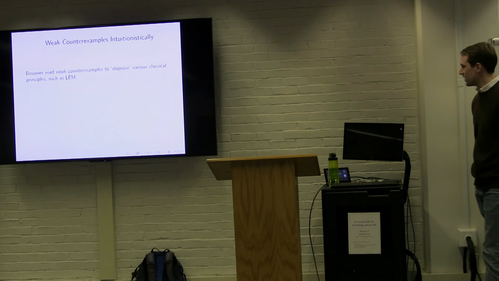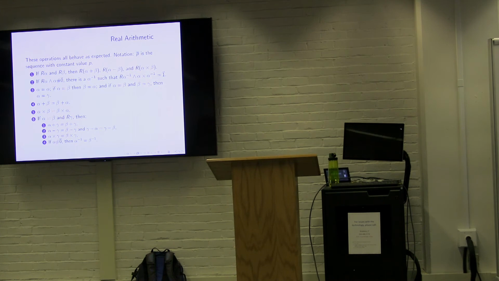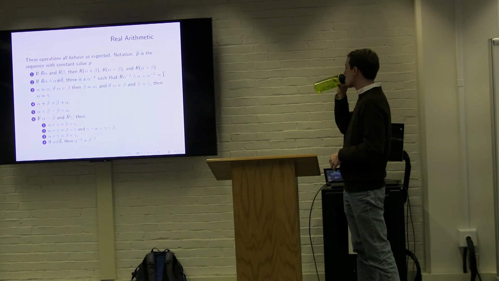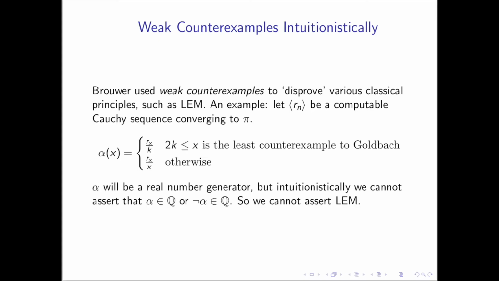Okay, so that's just the setup for the existence of the basic objects we're interested in and the fundamental operations you want on them. Now I want to show you how we can get some of the things that are characteristic of intuitionistic analysis in this setting. So one of the things that's distinctive of intuitionistic analysis is Brouwer's use of so-called weak counterexamples to disprove various classical principles, such as the law of excluded middle. Disprove in scare quotes, because he's not refuting them, but these counterexamples are supposed to show that you have no hope of proving them intuitionistically.